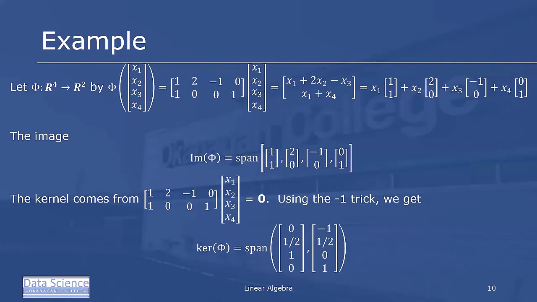We'll let phi be a transformation from R^4 to R^2, given by phi of a vector equals the matrix [1, 2, -1, 0; 1, 0, 0, 1] times the vector. When we multiply this out, we get x1 times the vector (1, 1), x2 times the vector (2, 0), x3 times the vector (-1, 0), and x4 times the vector (0, 1). The image of phi, by what we just saw on our previous slide, is equal to the span of the vectors (1, 1), (2, 0), (-1, 0), and (0, 1).